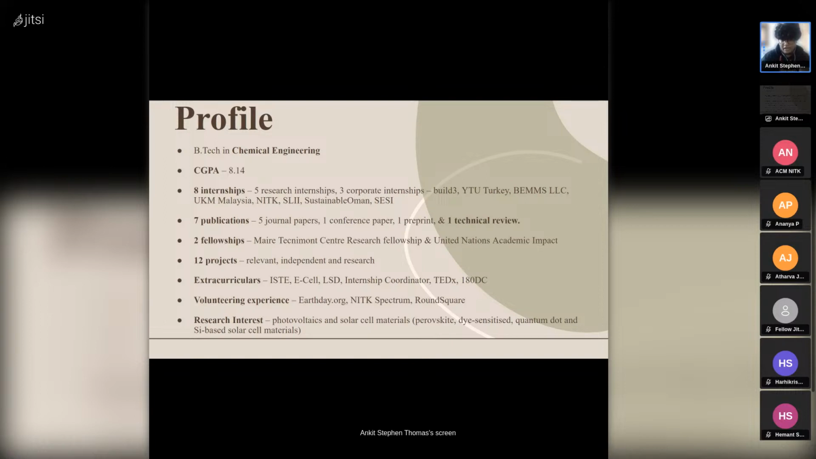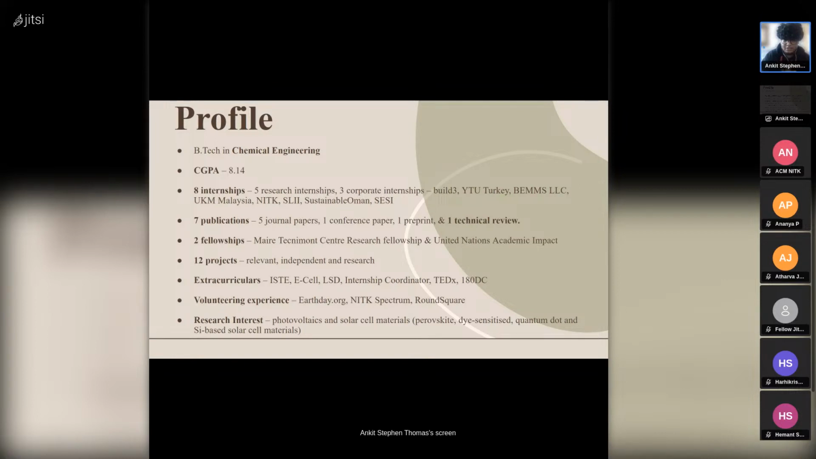And apart from that, I had 12 projects, which were both independent and research oriented and relevant to my field of interest. And then I had some extracurriculars, which included IST, ESL, LSD. Then I was an internship coordinator my third year, and I was also part of TEDx and 1EDC. I had some amount of volunteering experience, and a little bit about my research interest.